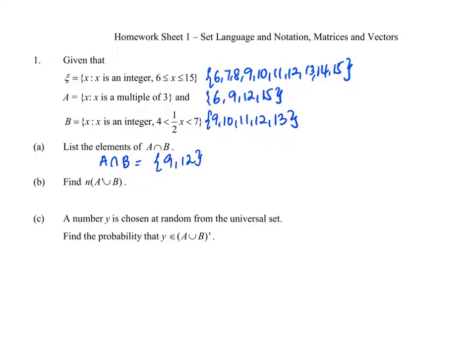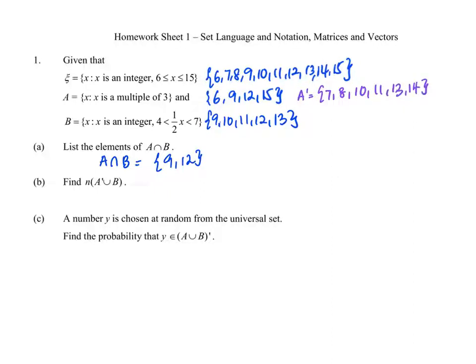Next one, part B. The question asks us to find the number of elements that are inside A complement union B. So that means I need to find out what A complement is first, isn't it? So what is inside A? You know what is not inside A but inside the universe. So the numbers that are not inside A but inside the universe, the A complement, will be 7, 8, 10, 11, 13, 14.